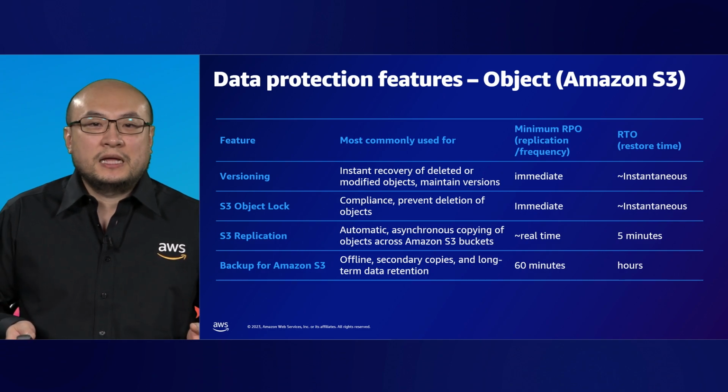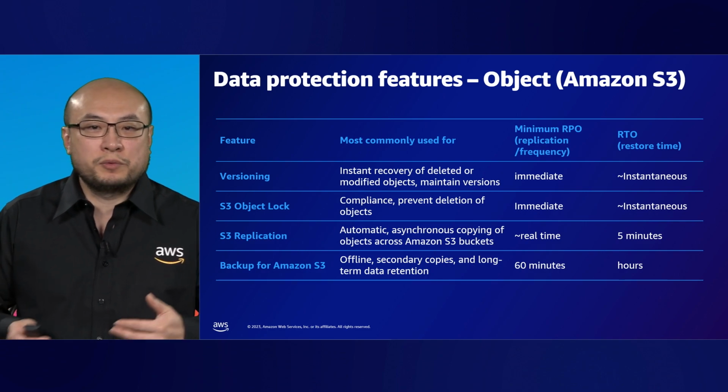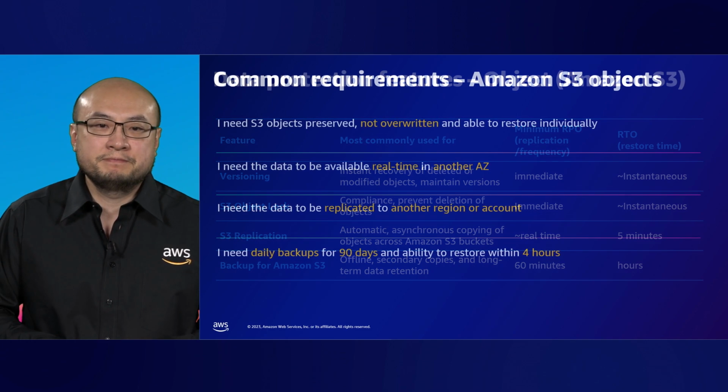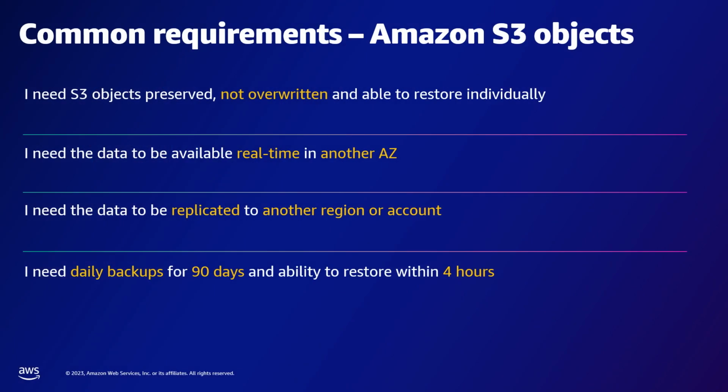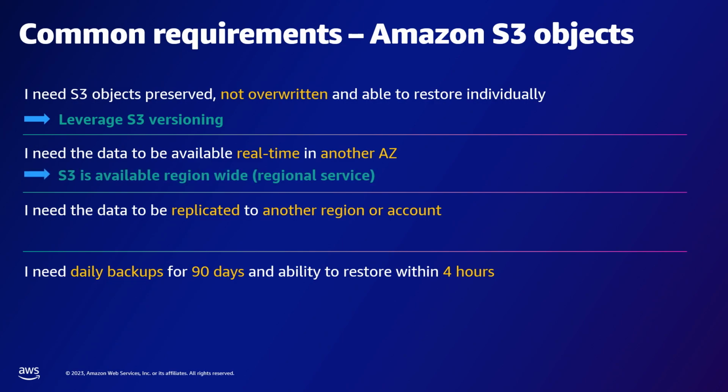Now, let's look at how to address all these requirements we mentioned in the previous slide. If you need to preserve S3 objects and be able to restore individually, you can leverage S3 versioning. If you need S3 objects to be available in another AZ, well, your data is automatically replicated across all AZs in the same region by default. And this feature is available on all storage classes except for the S3 One Zone-Infrequent Access tier.